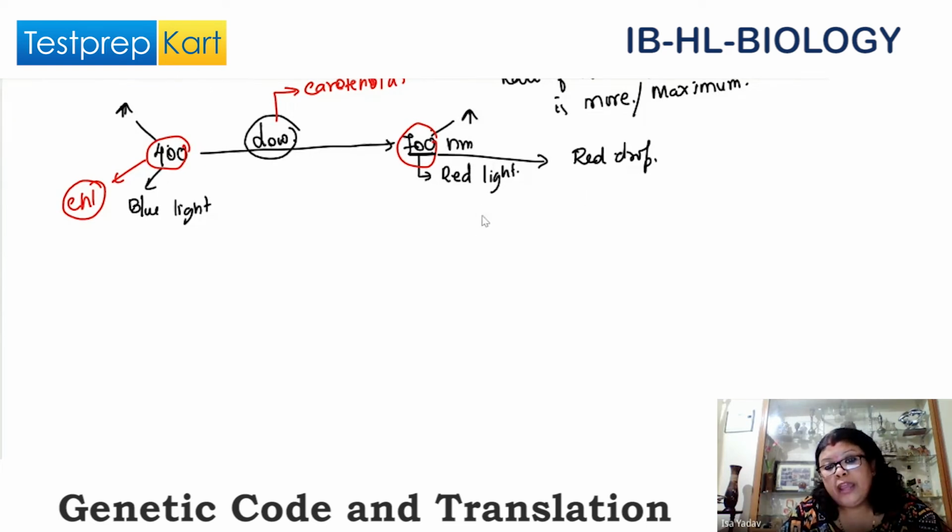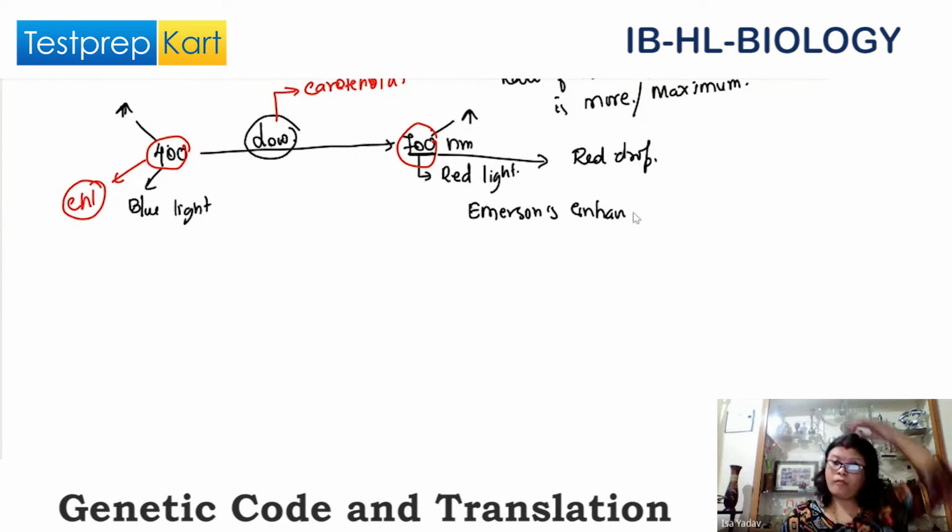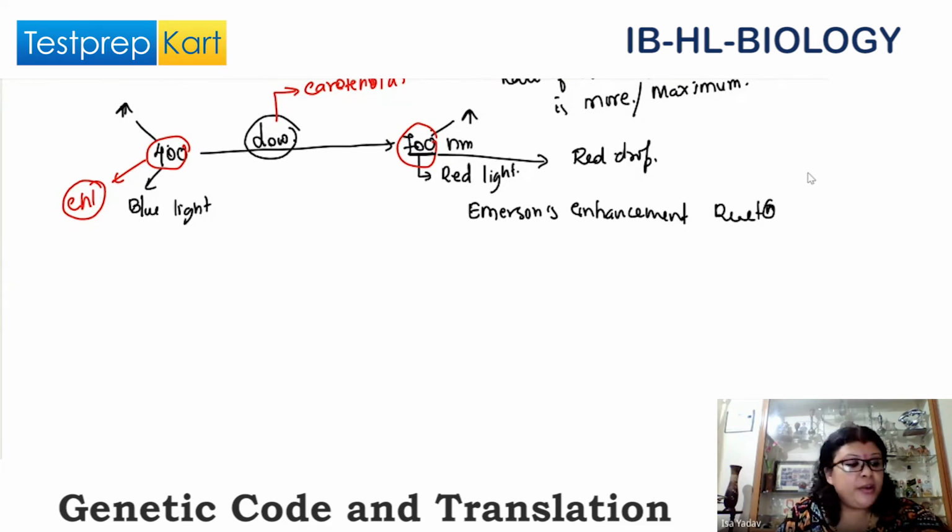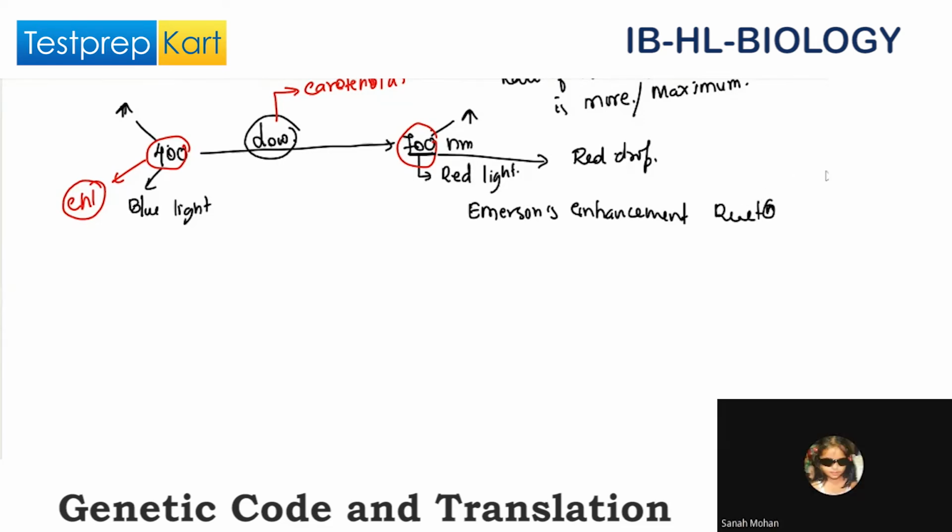So it is called Emerson's enhancement reaction. That means the red light is less, so we are supplying the photosynthetic apparatus with more red light so that it can continue the process of photosynthesis. Clear? Okay.